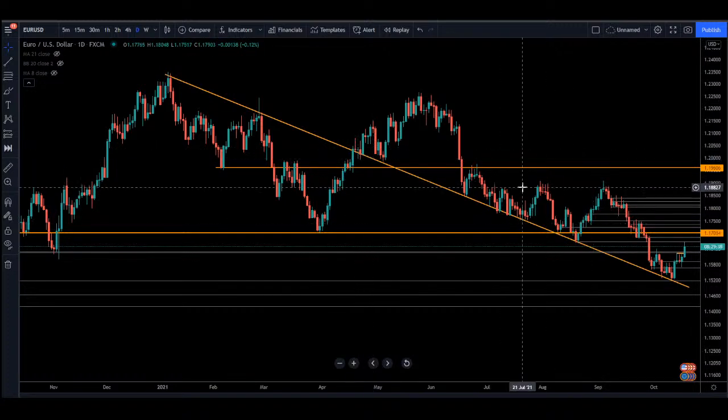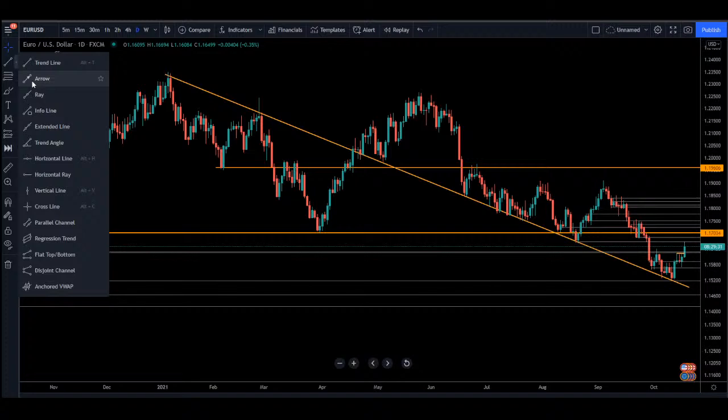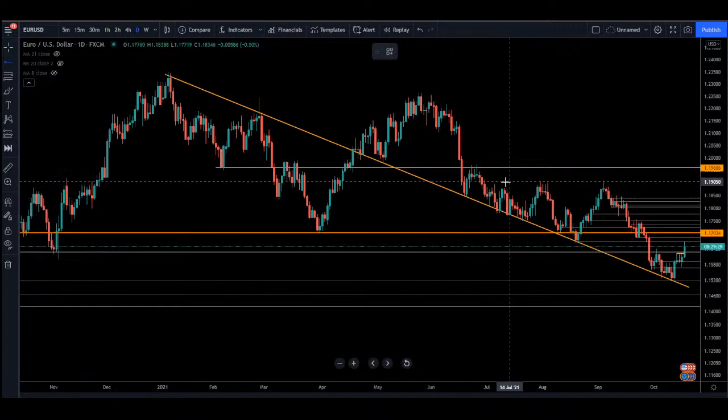Okay, so from here, from the daily time frame, we have some of those important key levels, right? I could say that this is also an important level. Let me draw it for you guys, and this is just for you to know how I do it, right?